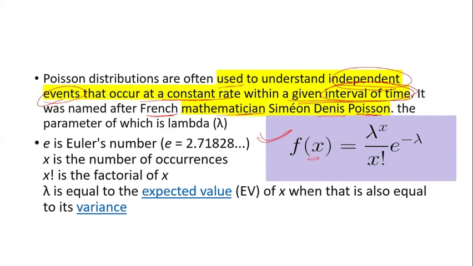So for the Poisson distribution, the frequency of the mean is equal to lambda, and X is nothing but the mean.